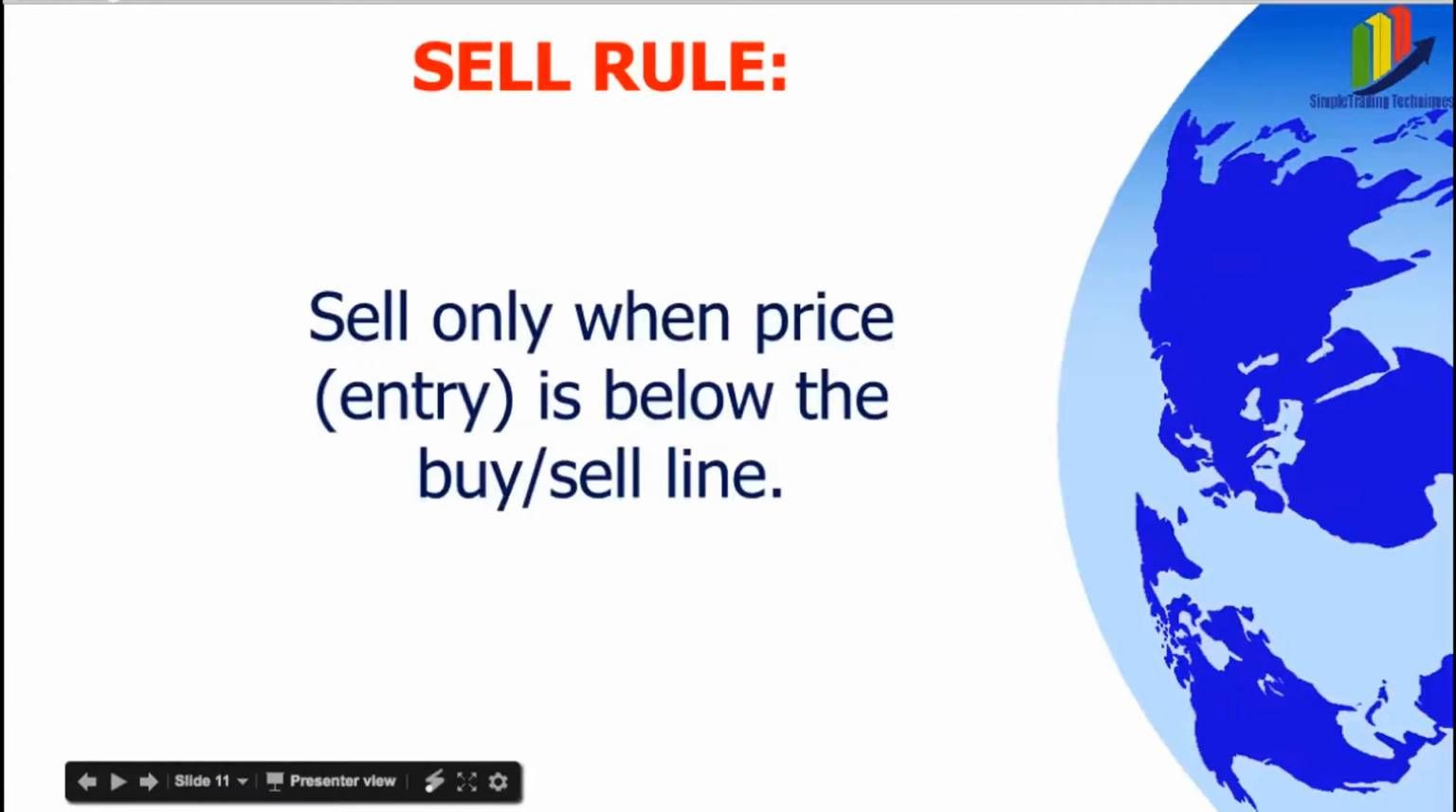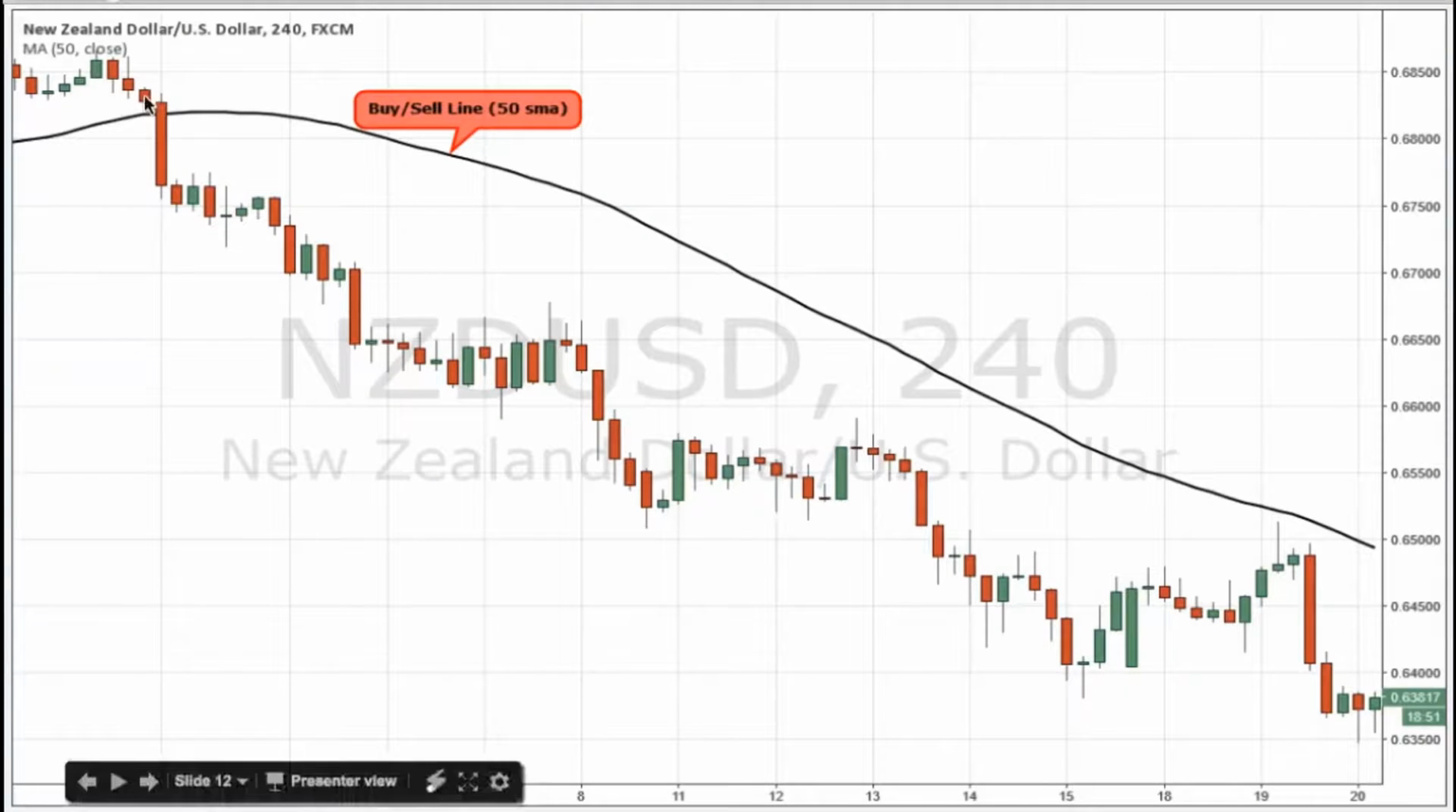And the flip side of the buy sell line is the sell rule. What we'll do is sell only when price is below the buy sell line. So let's look at some examples. Here's the buy sell line, and price is below the buy sell line. So what we'll be doing is looking for only sell opportunities while price is below the buy sell line.